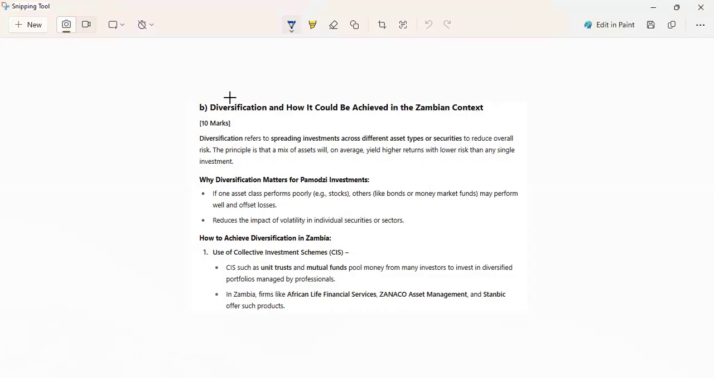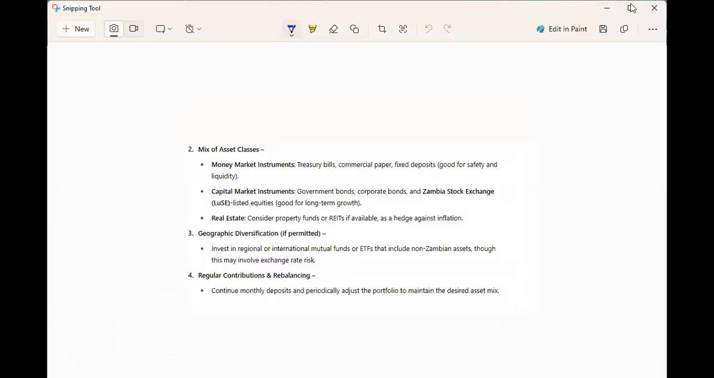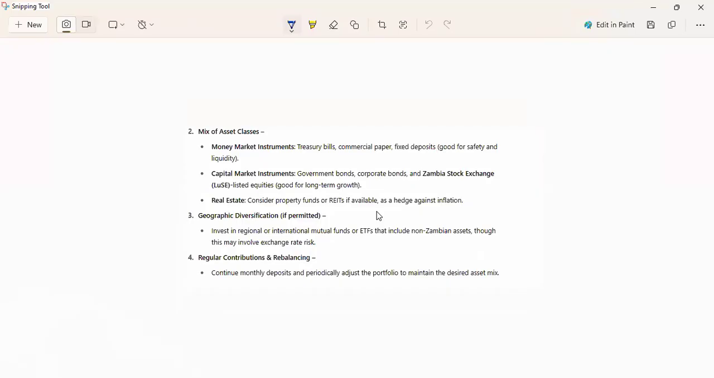The other way would be geographic diversification, if it's permitted, where we invest in regional and international mutual funds. This will include non-Zambian assets or Zambian assets, so that you can avoid the exchange rate risk, and also regular contributions and rebalancing. So this is one way that can be done. Is it clear?